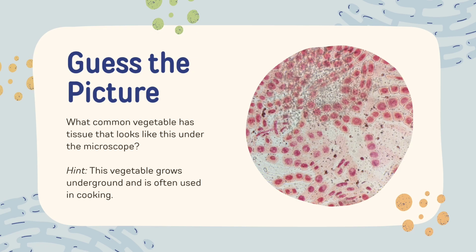All right, students, let's make our lesson a little fun. Take a look at this image carefully. At first glance, it might look like a simple pattern or a grid, but there's a hidden world behind it. Now here's a little challenge for you. Can you guess what common vegetable has tissue that looks like this under a microscope? Think about vegetables you see in the kitchen. Maybe something you use in salads, soups, or curries. Here's a hint. It grows underground and is a staple in many dishes around the world.